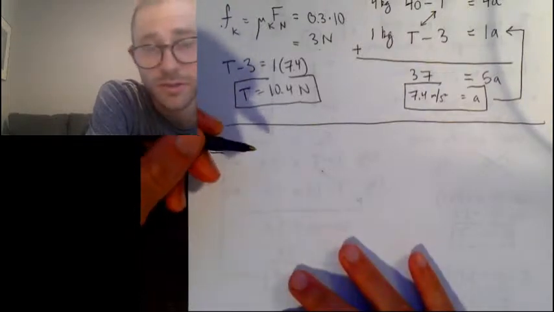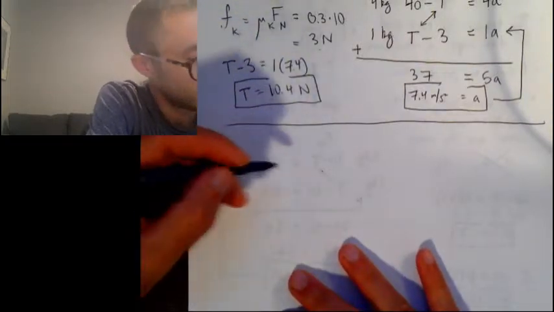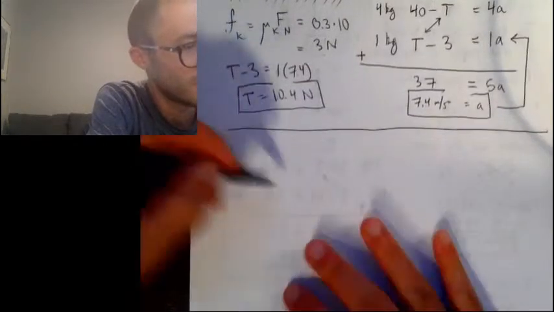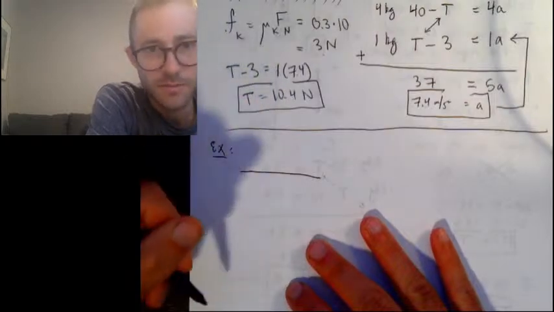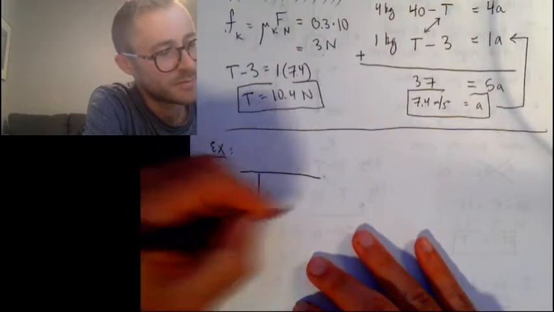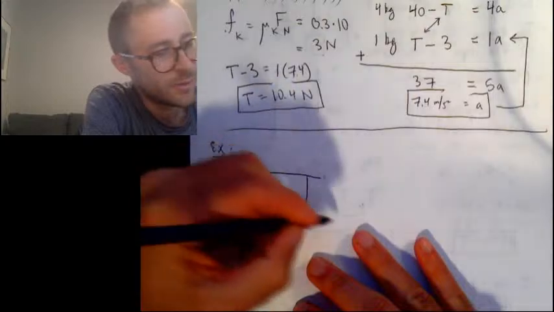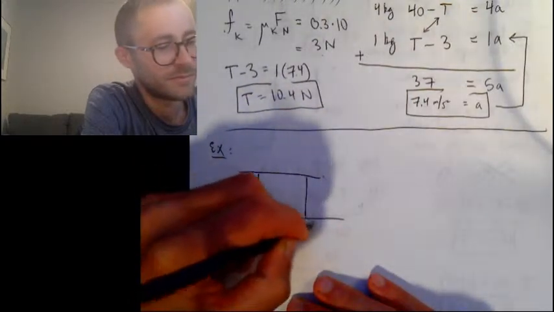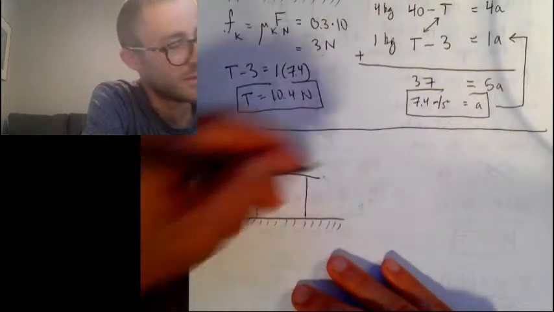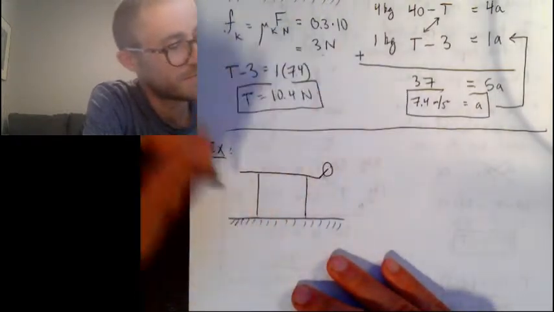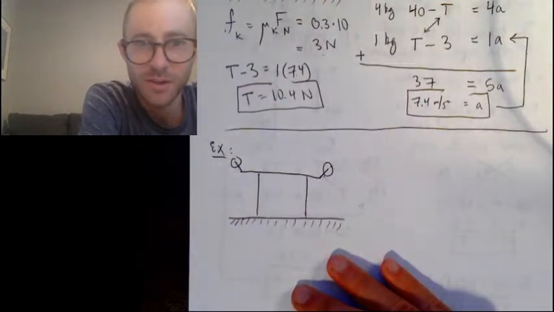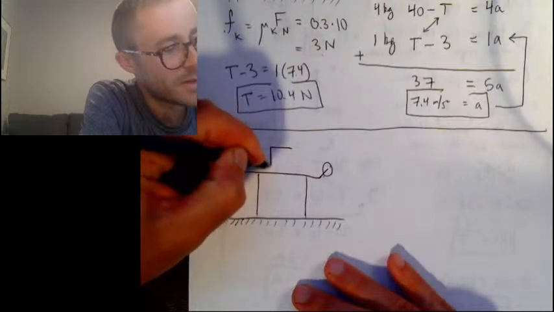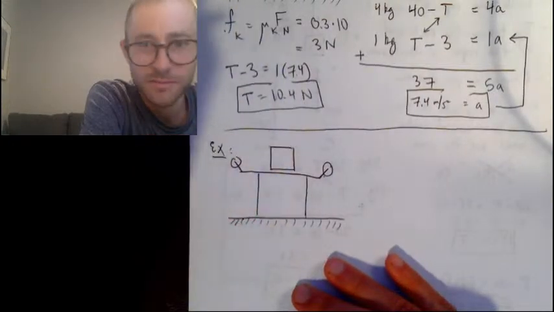Okay, so let's do a system that has 3 masses. This is going to be very similar to this problem, but with 3 masses. So we have a table and a floor and two pulleys on either end of the table. Okay, and we've got 3 masses.